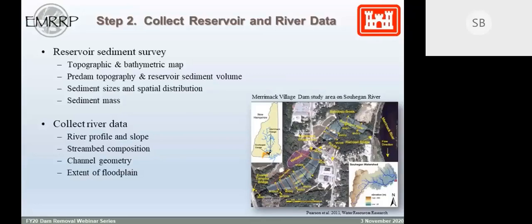The spatial distribution and size gradation of the reservoir sediment should also be described to the extent possible. And then sediment mass may also be important, and we can estimate the mass based on the volume if we know the bulk density or have some estimate of bulk density of the sediment. Some river channel data may also need to be collected, and this is going to include the river profile and downstream slopes, as well as the stream bed composition, topographic survey of the channel geometry, and extent of the floodplain.